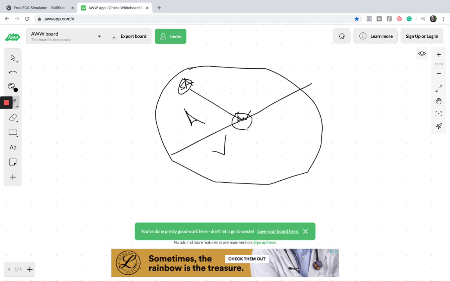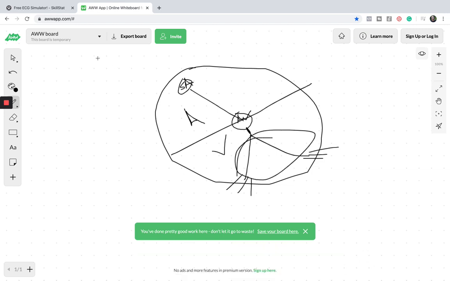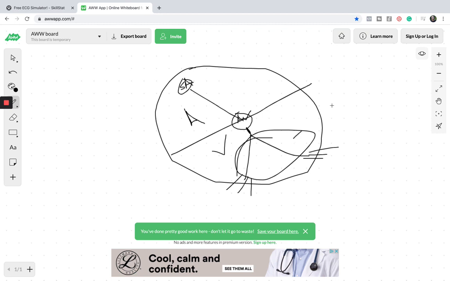And then we got the bundle of His. The bundle of His is when you first get into the new territory. Then you have the bundle branches, then your little Purkinje fibers. So ventricular rhythm is going to start all the way down here. Ventricular rhythm. So remember, the pacemaker of the ventricle.